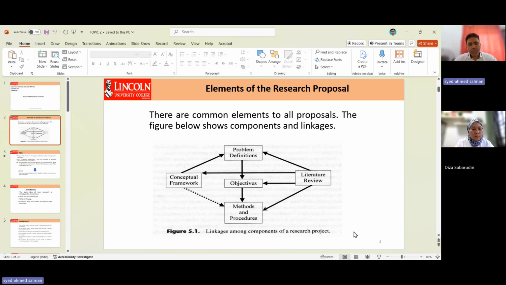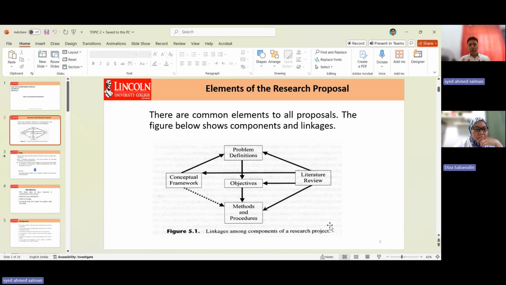How you are developing the problem statement with the help of the literature review, you will be able to develop the problem statement. Okay. With the help of the literature review, you will be able to develop the problem statement. And sometimes with the help of the conceptual framework, you will be able to develop the problem statement. How are you developing the problem statement with the help of the literature review?